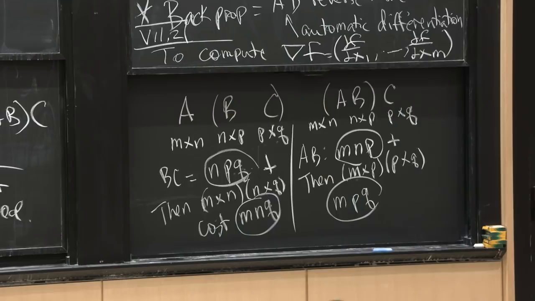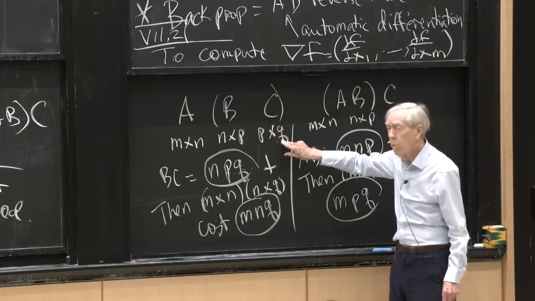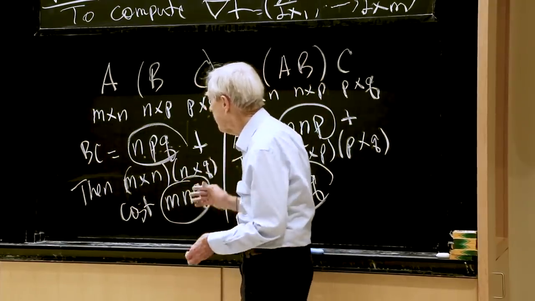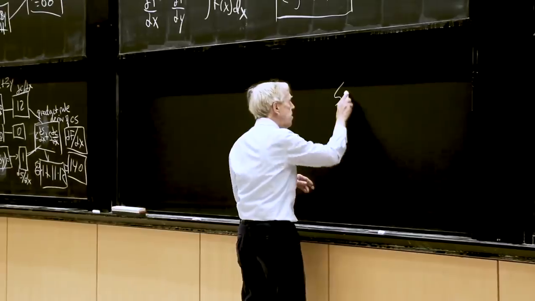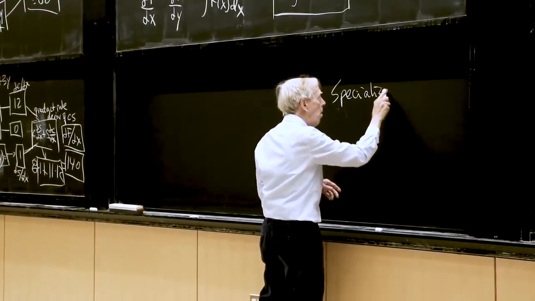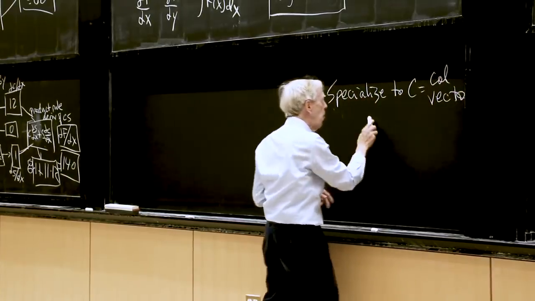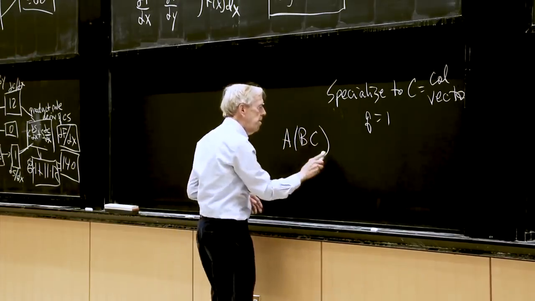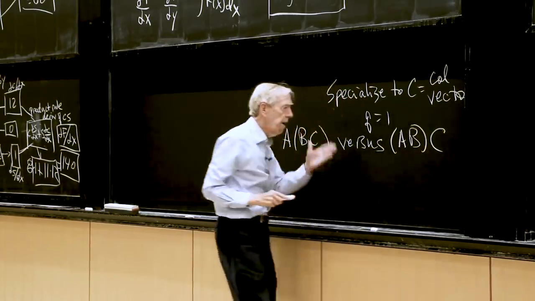And they're different. Let's just recognize the most important example. Suppose C is a column vector, C for column vector. So Q is 1. There's only one column. So specialize to C equal a column vector, which means that Q is 1. I only have one column. So then A times BC versus AB times C. Let's just figure that out when Q is 1.